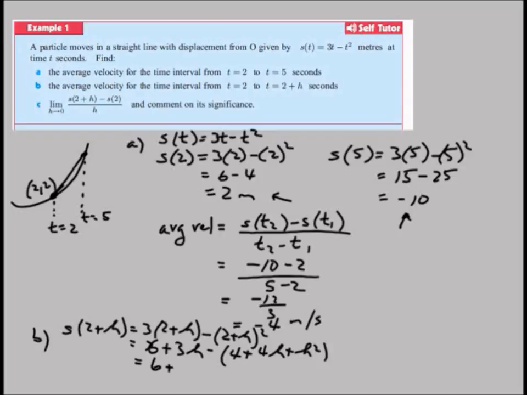Distribute that negative sign through the bracket. And it's negative h squared, collecting our like terms, subtract h, plus 2.